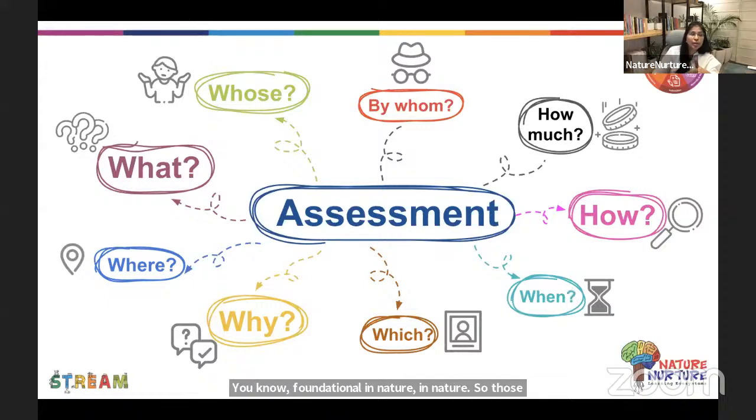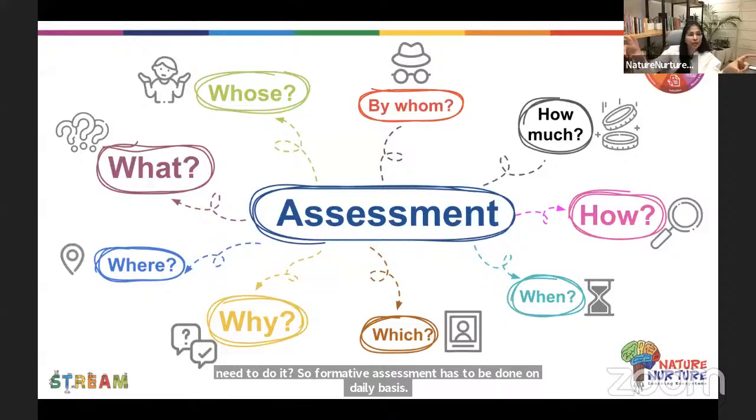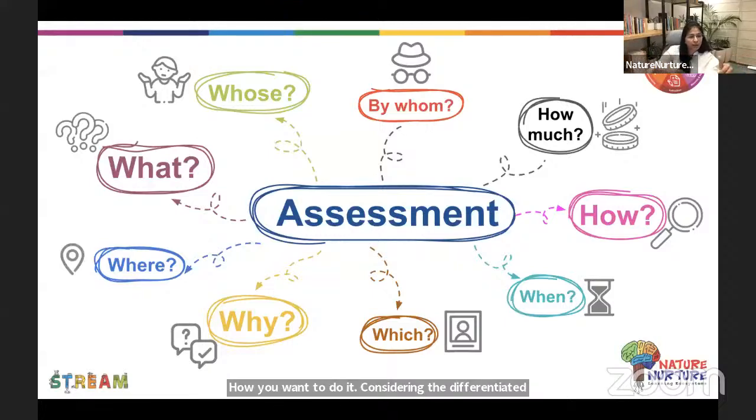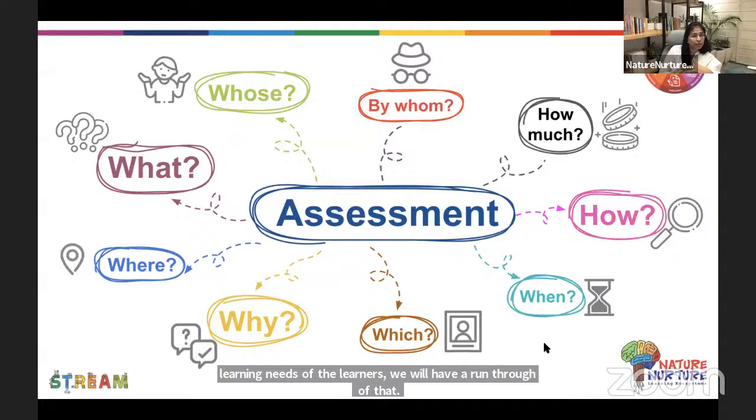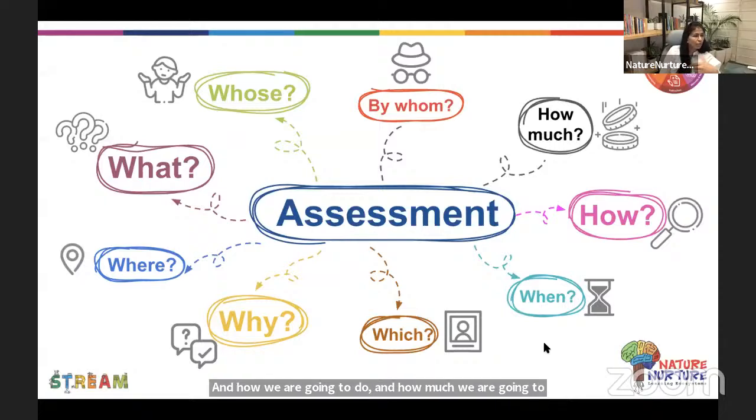When do we need to do it? So formative assessment has to be done on a daily basis. How you're going to do it, considering the differentiated learning needs of the learners, we will have a run through of that. And how we are going to do and how much we are going to assess the children, that also we will talk about. So can we move ahead?